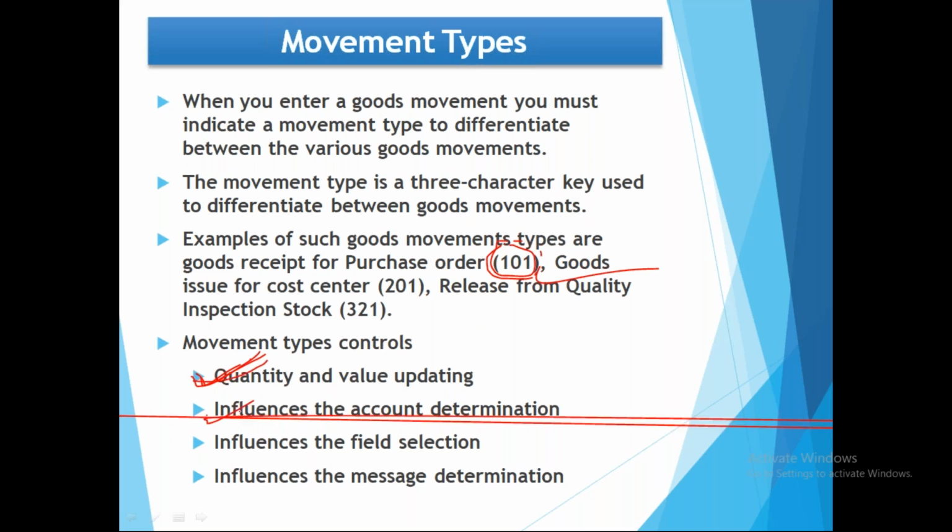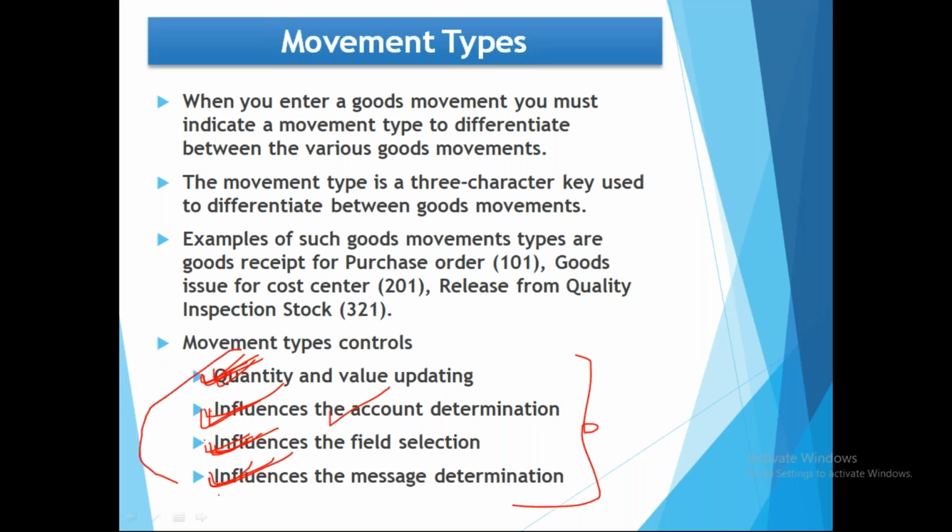It influences the account determination. Whether quantity has to be increased or value has to be increased or decreased will be controlled by the movement type. It influences the account determination, that is, which accounts have to be selected and what postings have to be posted. It will influence the field selection, so if you use a different movement type, data has to be entered in different fields. This we will see when we go to the practicals. It also influences the message determination. So basically, movement type will control all these things.